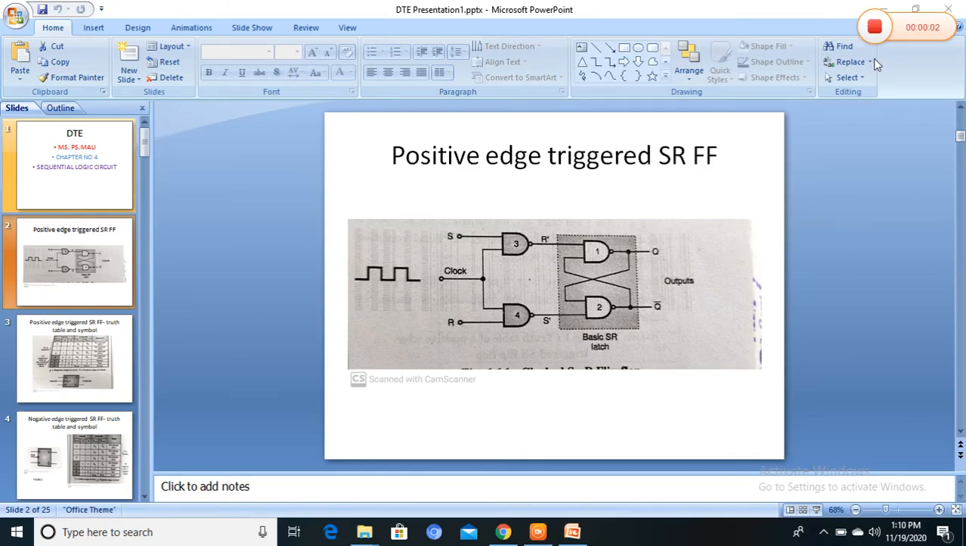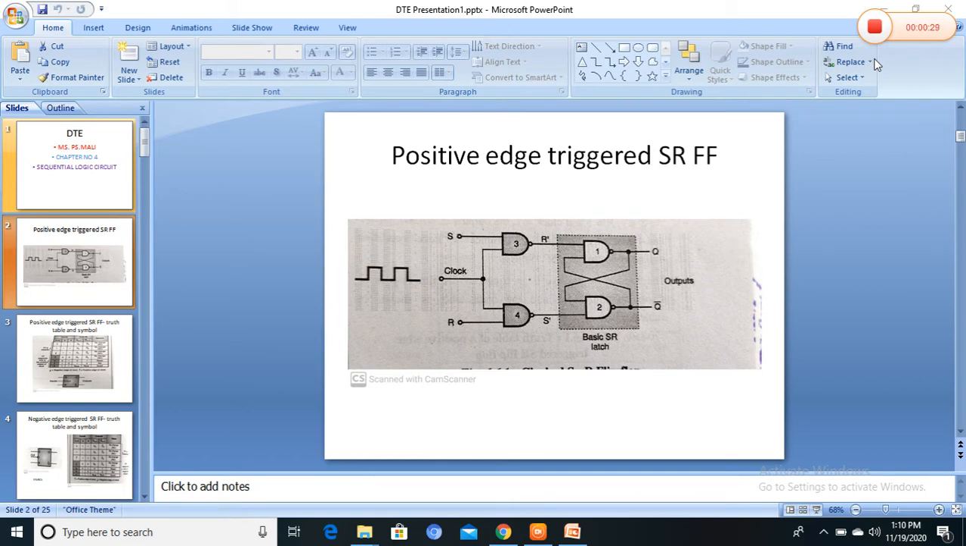Hello students, today we are going to study different types of flip-flop, that is a clocked SR flip-flop. A clocked SR flip-flop is an edge-triggered SR flip-flop, and there are two types: positive edge-triggered SR flip-flop and negative edge-triggered SR flip-flop. This is the diagram of positive edge-triggered SR flip-flop. It is called a clocked SR flip-flop.